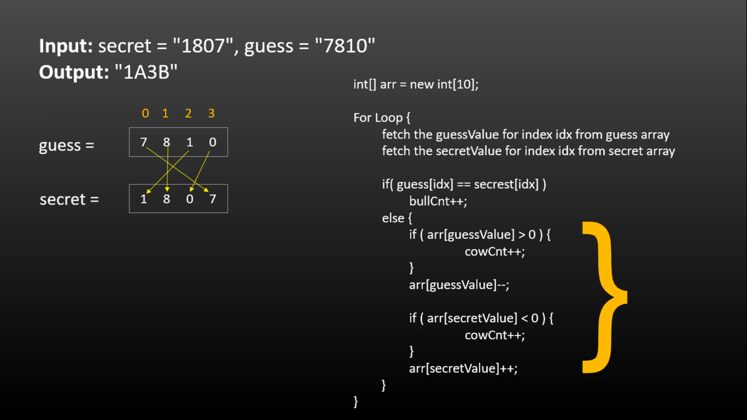And similarly, if it is less than 0 for the secret value, then increment again the cow counter and increment the ARR of secret value for that. Now if you see here, I am not using else if, because for both the conditions I have to increase the cow counter. So it will be 2 if statements and not an else if statement. So let us write the code now.